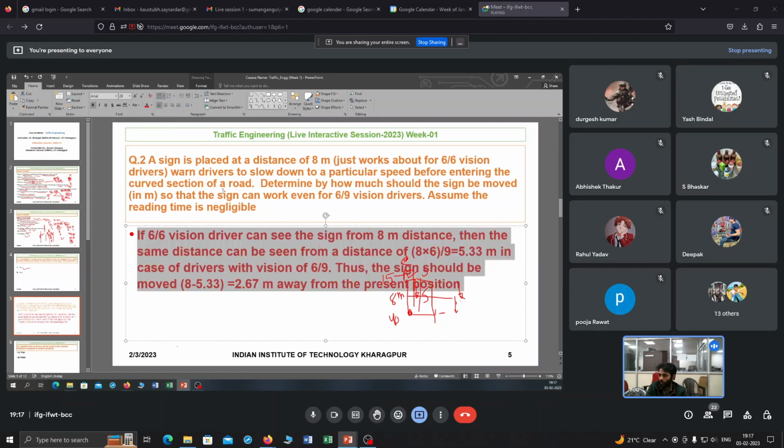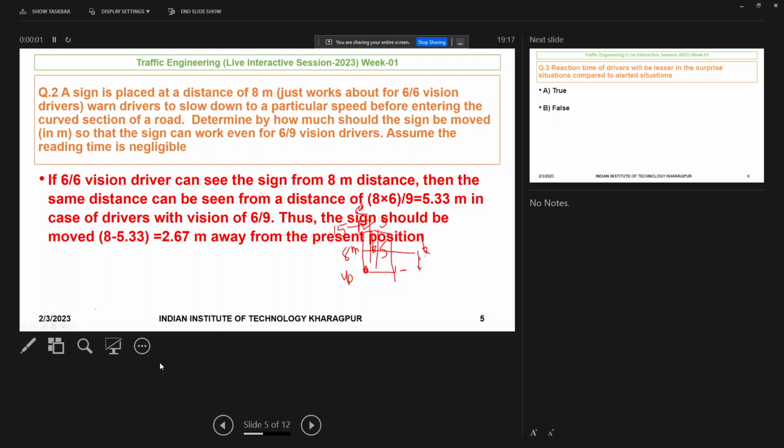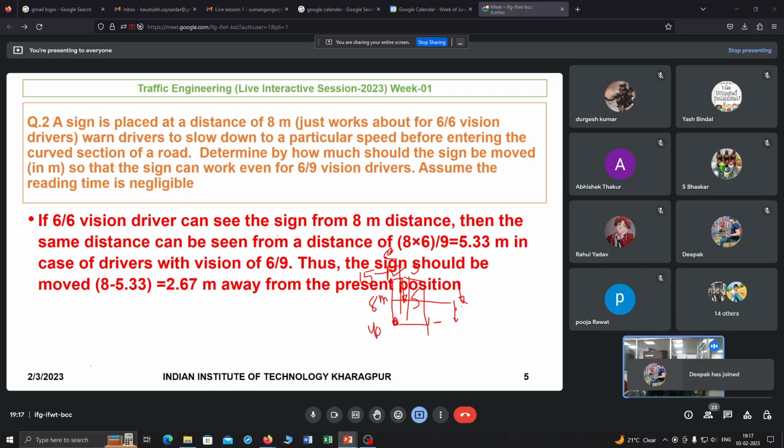I thought that you would do it before I say. So this is the answer. If the 6x6 vision driver can see the sign from 8 meter distance, then the same post, same sign, can be seen from a distance of 5.33 meter in case of the driver with 6x9. So already told that it will be less. So how much less? It will be 6/9 into 8 only.